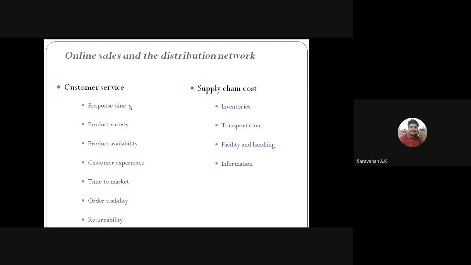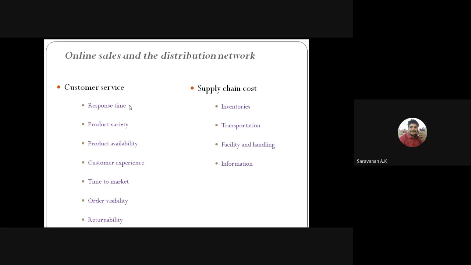Then the time to market. What is the time to market? How quickly a newly launched product reaches the customers. A company can introduce a new product much more quickly online compared to physical channels. In physical channels, it may reach customers in a somewhat slower manner, but online they can reach the customers very fast.